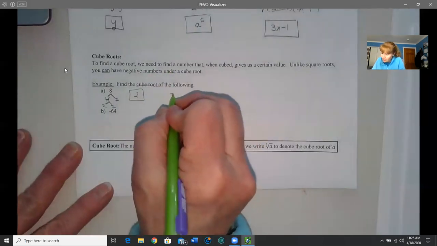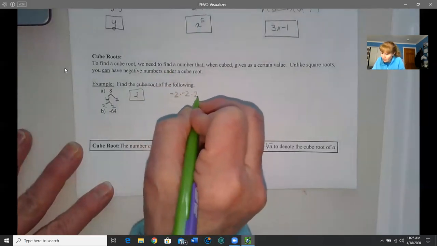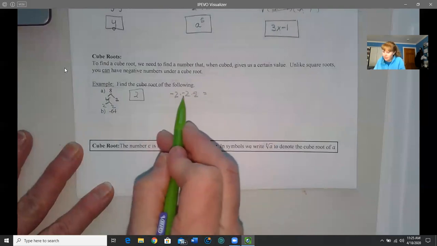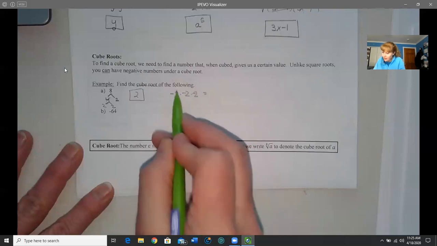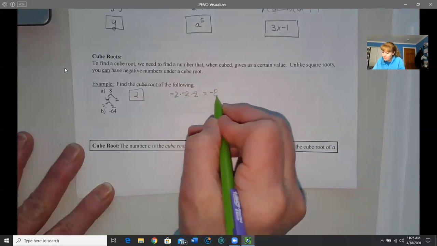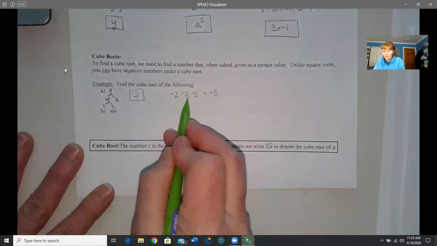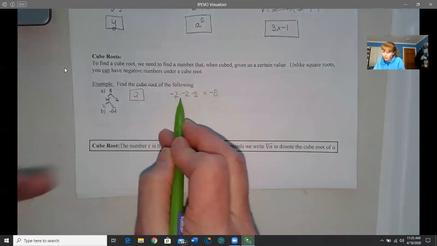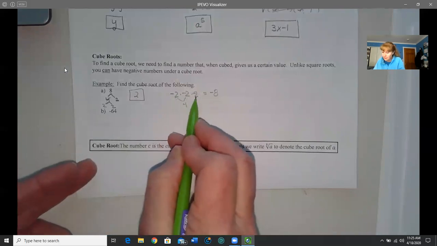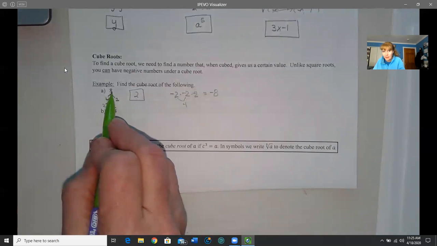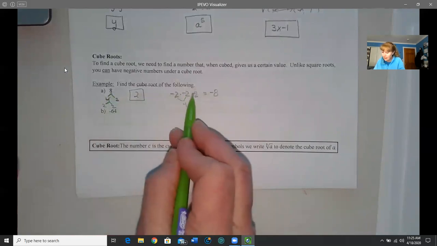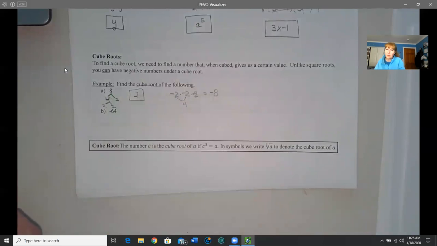So why not -2? Well, when I multiply -2 times -2 times -2, I get -8. -2 times -2 is a +4. Then a +4 times a -2 is a -8, but I wanted a +8. So if you have 3 of something, then if you have these negatives, your answer is negative. So when you have the cube root, you're only going to be finding 1. It's going to be 2.